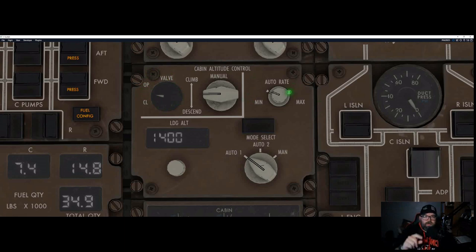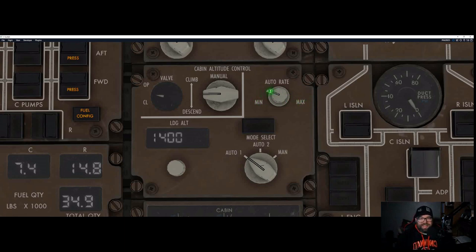Now, over here on this side, I have auto rate, min and max. Okay. 50 feet, 2,000 feet. That's an approximation of what it is, but it's pretty close. So 50 feet per minute in a climb or descent is your minimum. 2,000 feet per minute is your climb and descent maximum.